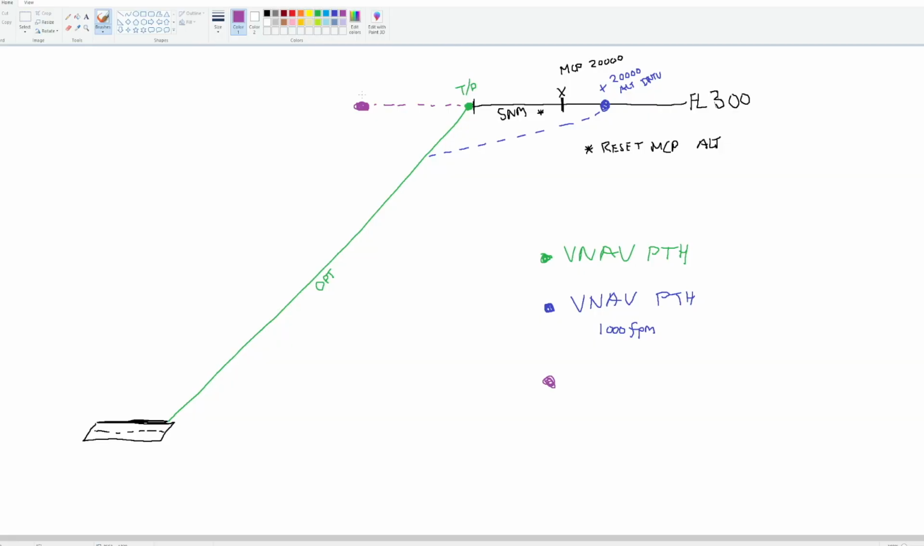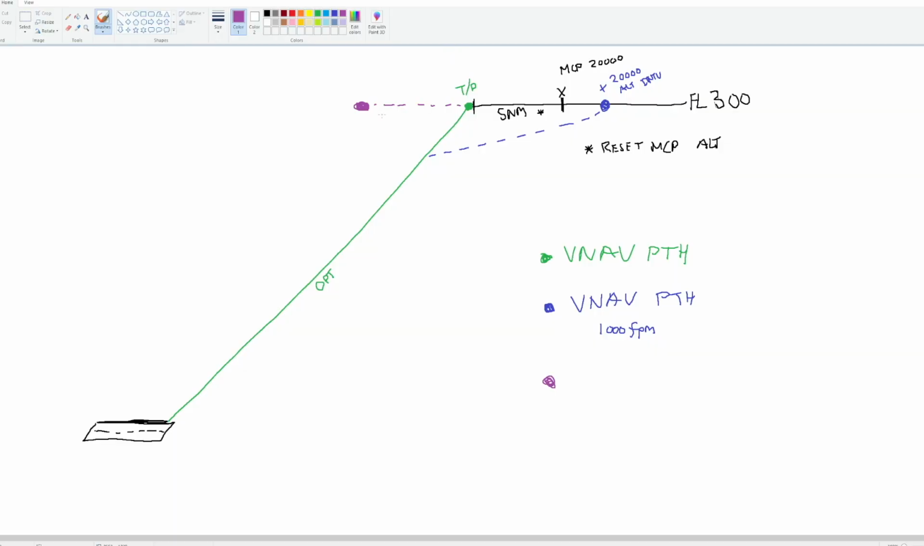How can we cope with this? There's a few different ways. First of all, we need to understand that now we have passed the VNAV path, so we can no longer use VNAV path, but we can use VNAV speed. And how do we do that?